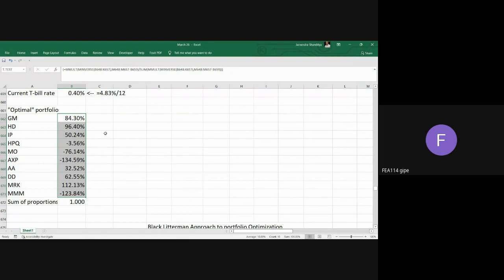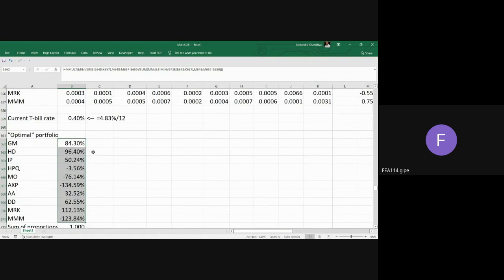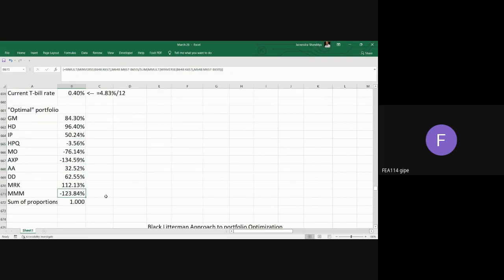So now what you see is this portfolio is looking much better than the previous portfolio. Why? Because the GM is much less than 100%. Home Depot is much less than 100%, meaning you can still use some of your money to buy these stocks. And the short sell of HP, which is Hewlett Packard, is 3.56%, which is nothing. If you have 1 crore of portfolio, around 3 lakh of Hewlett Packard you can short sell, which is fine. But it still has some problems: you need to short sell 111%, and American Express also 134%.